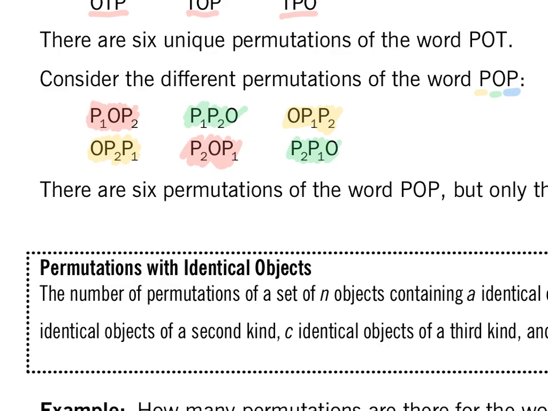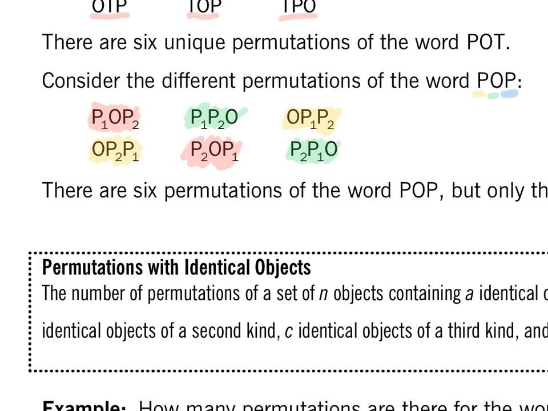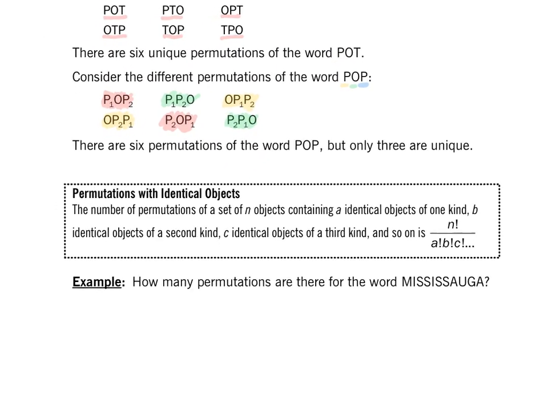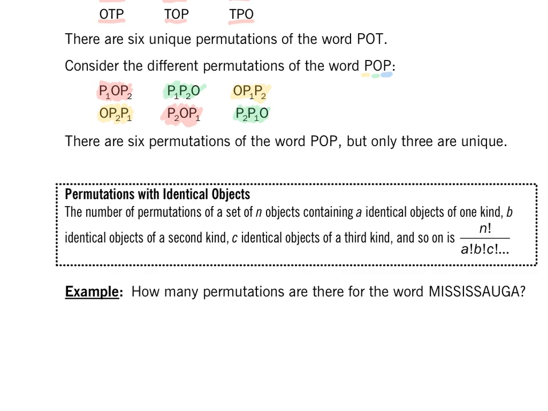So where we saw in the last situation, if we had 3 letters, we got 6 different permutations. Here we see that there's clearly only 3. So there's only 3 different distinguishable permutations. And that's because of the repeated P, because there's 2 different P's. Okay? So that leads us to today's topic, which is permutations with identical objects.